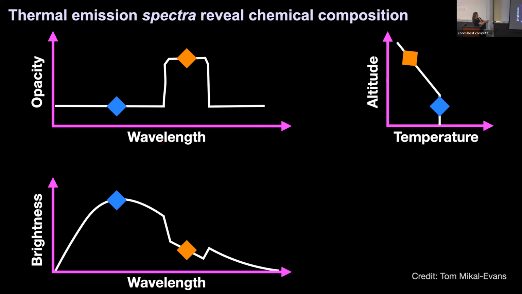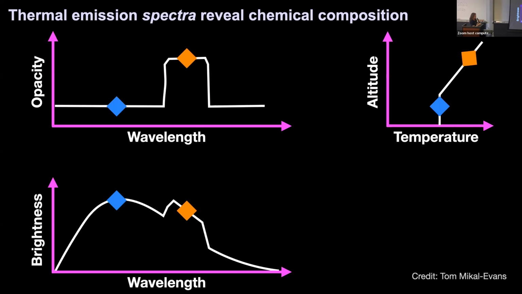If instead your temperature is decreasing with altitude like this, you get an absorption feature down here. So at the wavelengths where you're more opaque, you're probing less deep in the atmosphere, the temperature there is cooler, and so the planet is a little bit fainter.